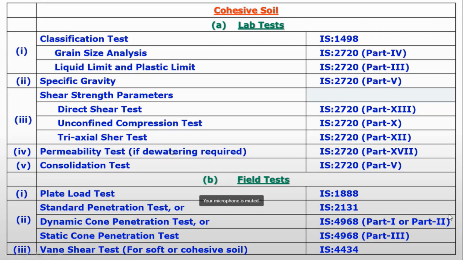Then permeability test and consolidation test. And the field tests are plate load test, standard penetration test, dynamic cone penetration test, static cone penetration test, all with the rider that in field tests for cohesive soil, the tests mentioned in 1 and 2 are not very reliable. They give only an indication, but you have to finally go for the lab test. And the vane shear test for soft cohesive soil is the only reliable test in the field for cohesive soil.